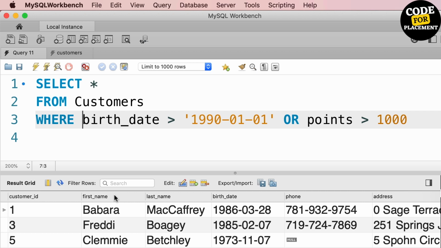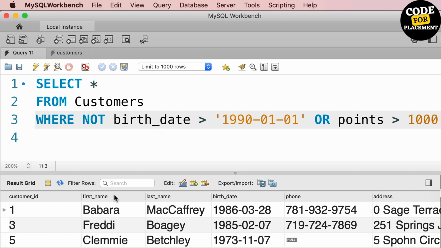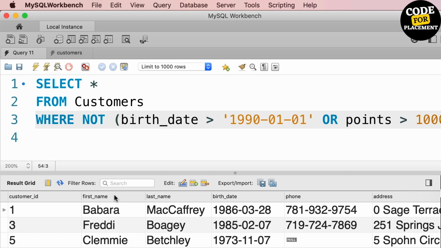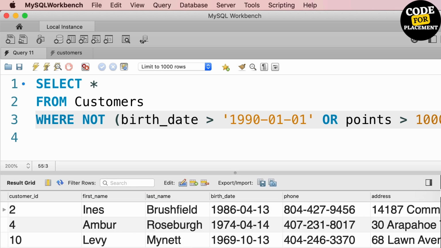Now we can use the NOT operator to negate this condition. So we applied NOT here, and preferably we also put parentheses. This is how we are going to use this. So let's say instead of the customer IDs 1, 3, 5, 6, the IDs will be 2, 4 and 10 accordingly. Okay, so the date you can see is already 90.